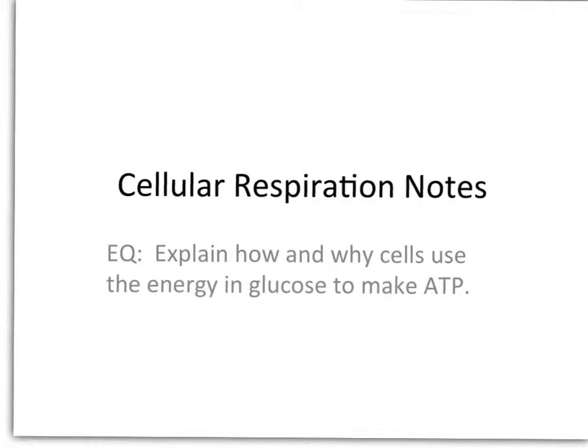The essential question is: explain how and why cells use the energy in glucose to make ATP. So we are going to be focusing on the energy in glucose and how it's getting used to make this thing called ATP. Pause the video now if you need to finish writing down the title and the essential question.